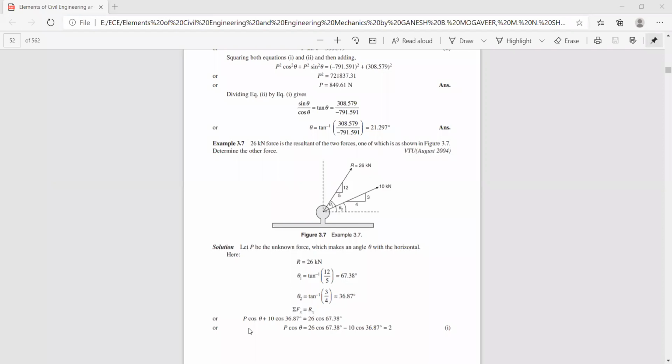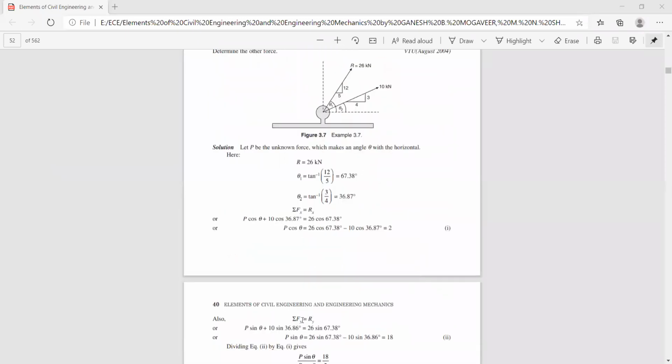So in our case, we have assumed a force P. So let us say you have a force P, which makes an angle theta. So if you resolve it along horizontal direction, it will be P cos theta, plus you have 10 cos 36.87. This is the angle theta 2. So 10 cos 36.87 is equal to the horizontal component of the resultant. If you resolve the resultant along horizontal direction, its Rx component is 26 cos 67.38. So thereby we will get the value of P cos theta. That will be equal to 2.